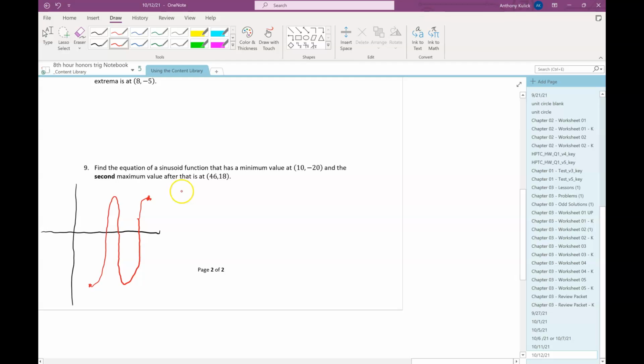So I like to start by finding k first. So I know k is going to be halfway in between those two. So it should be somewhere like there. So that's going to be the average of the y-coordinates. So I'll do the y from the maximum plus the y from the minimum, and then divide that by 2. So -20 plus 18 divided by 2 is -1.